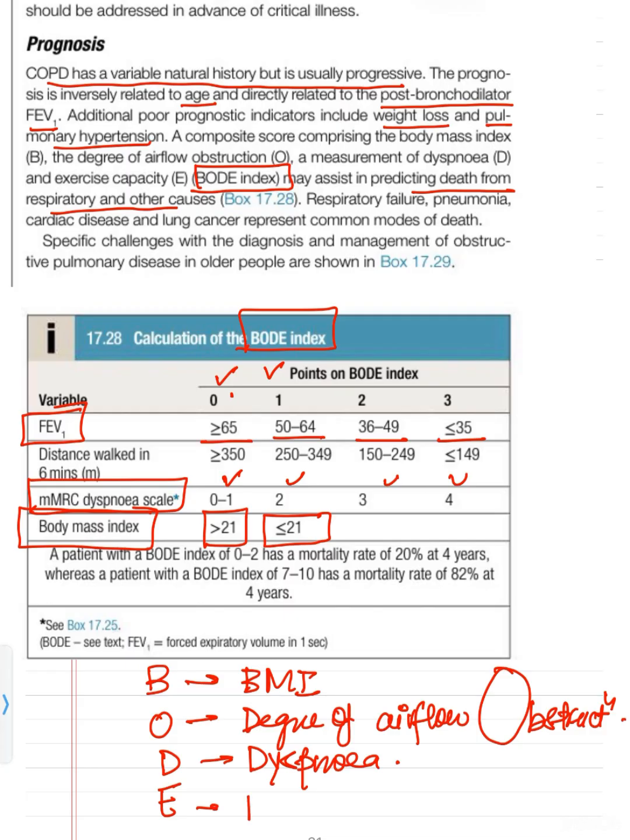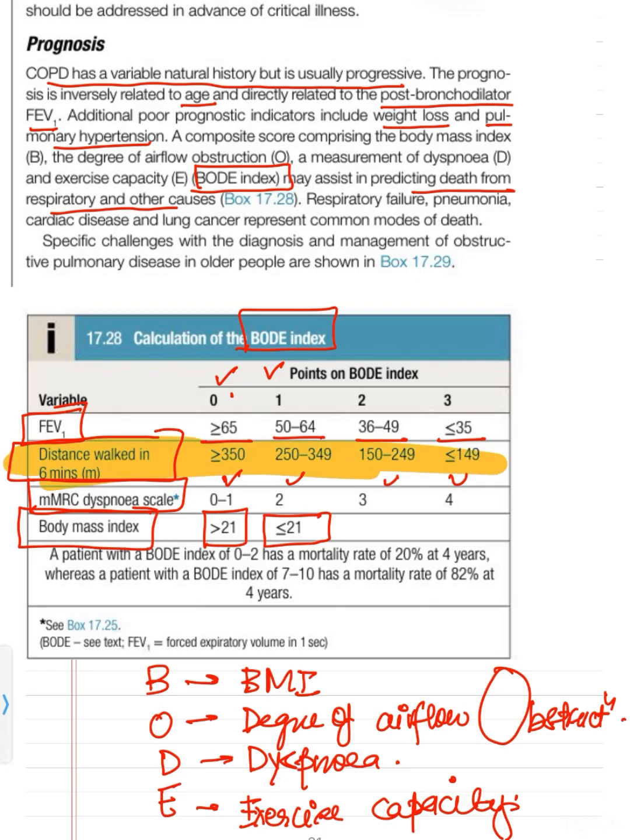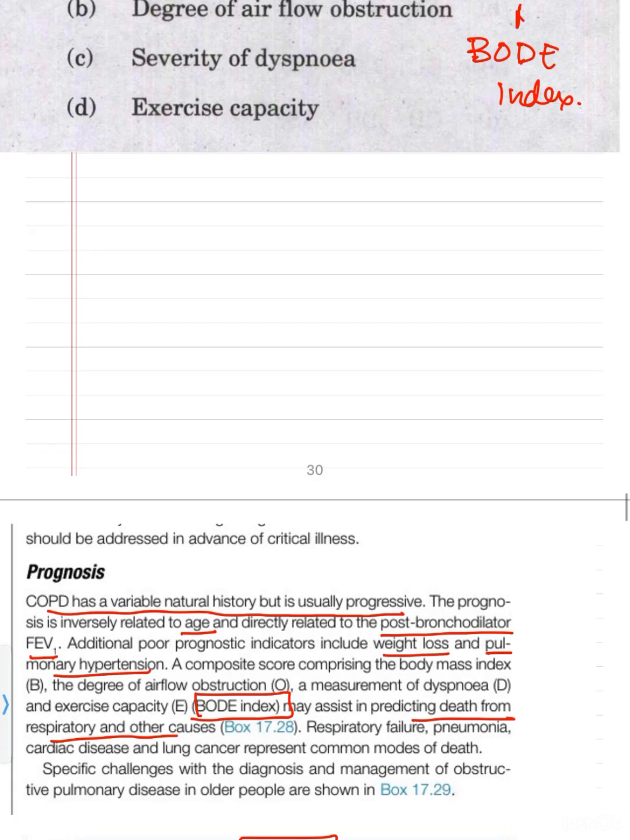E is for the exercise capacity. So what is the exercise capacity of this patient? For example, you have to go for the distance walked in 6 minutes. The question is about this only. So distance walked in 6 minutes is actually calculating your exercise capacity.